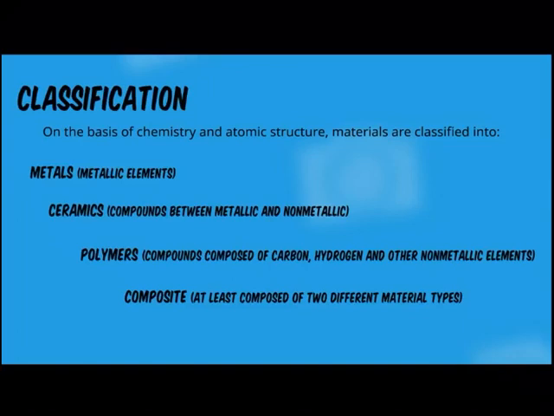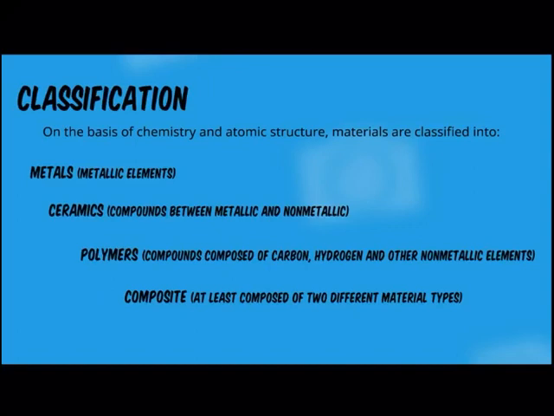So this is the basic classification of all materials. Okay, so metals, ceramics, polymers, composites. Metals are composed of metallic elements, okay, like iron, nickel, copper, and all the metallic elements. Okay, and ceramics are composed of both metallic and non-metallic elements. Okay, like usually they are formed as oxides. If you have an oxide, usually it's a ceramic.